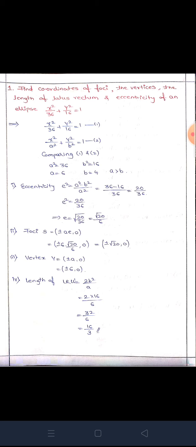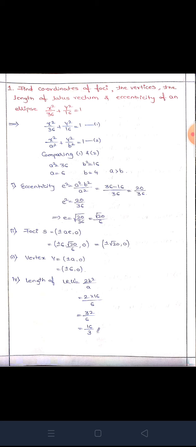Then next, 2b squared divided by a. What is the value of b squared? It is 16. So 2 into 16 divided by 6, that is 32 divided by 6. You can divide it by 2, so you will get 16 divided by 3.